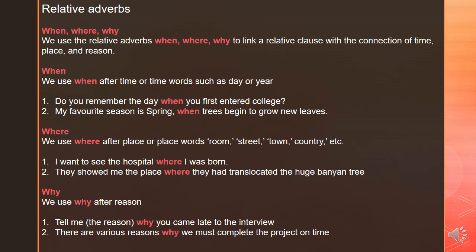I'm sure everyone would have asked your parents, especially your mother, how you were born and the happy times when you came into the family.